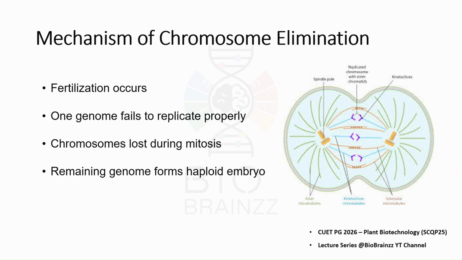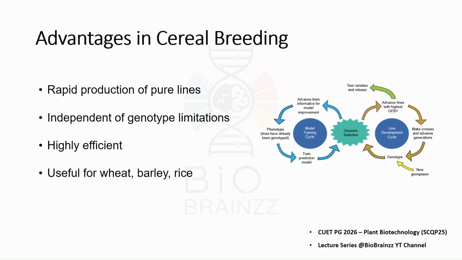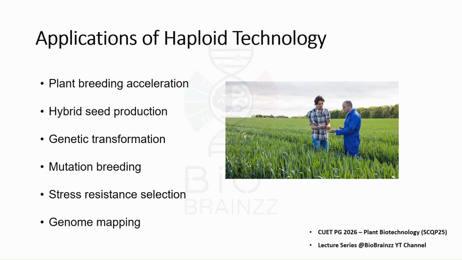Mechanism of chromosome elimination. After hybridization, one genome fails to divide normally and is gradually lost during cell division. This results in embryos containing chromosomes from only one parent. Advantages in crop breeding. Chromosome elimination is highly efficient and independent of genotype limitations. It is widely used for rapid development of pure lines in cereals.